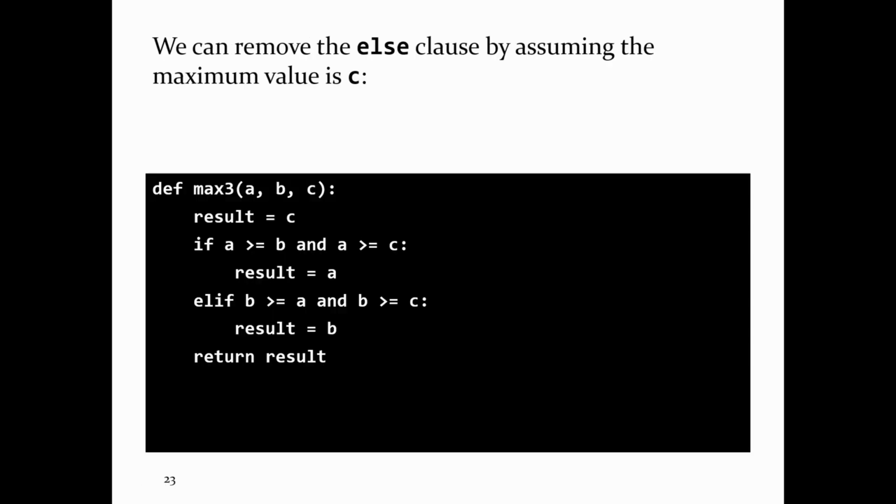Okay, so of course you can write max3 in a slightly different way. You can start by assuming that the maximum value is one of A, B, or C. I'm just going to start by assuming it's C. Then you can write your if statements. So if A is bigger than B and C, then the result must be A. Else, if B is greater than A and C, then the result must be B. I've already assumed the result is C at the beginning, so if neither of these conditions is true, the result will be C.